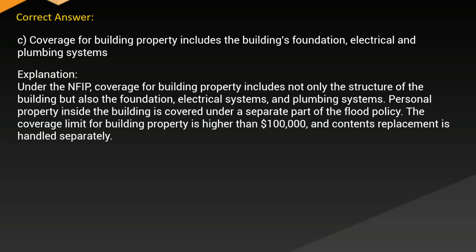Correct answer. C. Coverage for building property includes the building's foundation, electrical and plumbing systems. Explanation. Under the NFIP, coverage for building property includes not only the structure of the building, but also the foundation, electrical systems, and plumbing systems. Personal property inside the building is covered under a separate part of the flood policy. The coverage limit for building property is higher than $100,000 and contents replacement is handled separately.